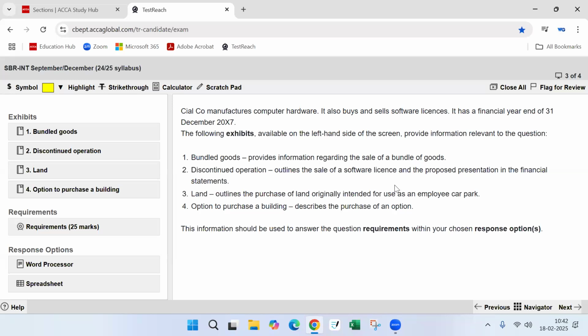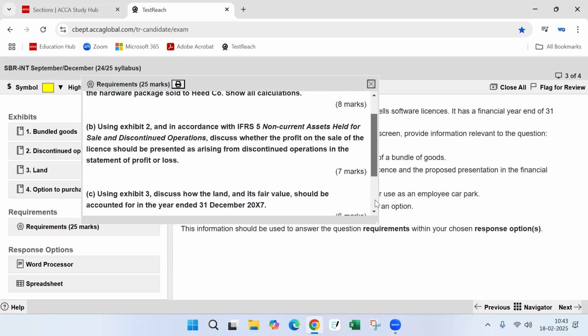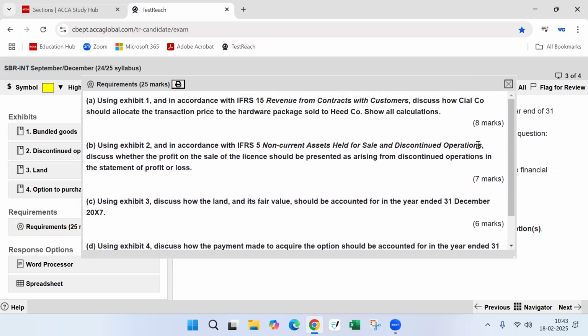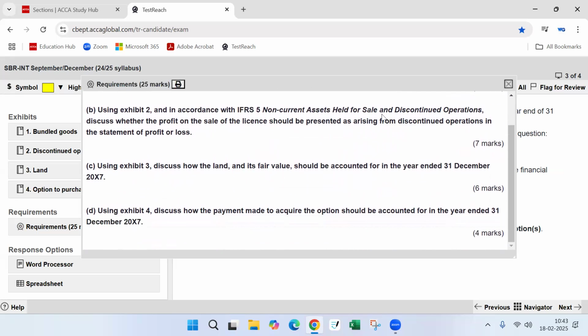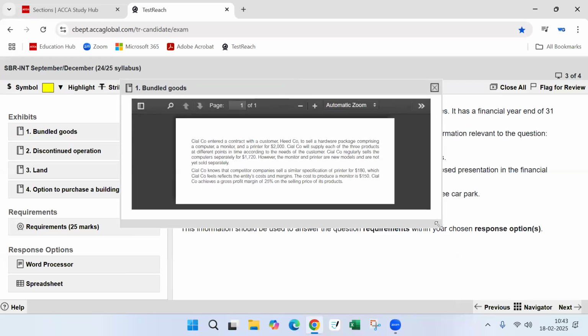So, as you know, SBR is all about explanation and discussing the details of the accounting treatment. So we have to be very clear in our mindset what our approach towards this examination should be. If you look here, the marks are spread across various requirements: 8 marks, 7 marks, 6 marks, and 4 marks. 8 marks is for IFRS 15, 7 marks is for IFRS 5, 6 marks is for fair value of the land, and 4 marks is for the options. So let's first look at the first requirement, which is IFRS 15.